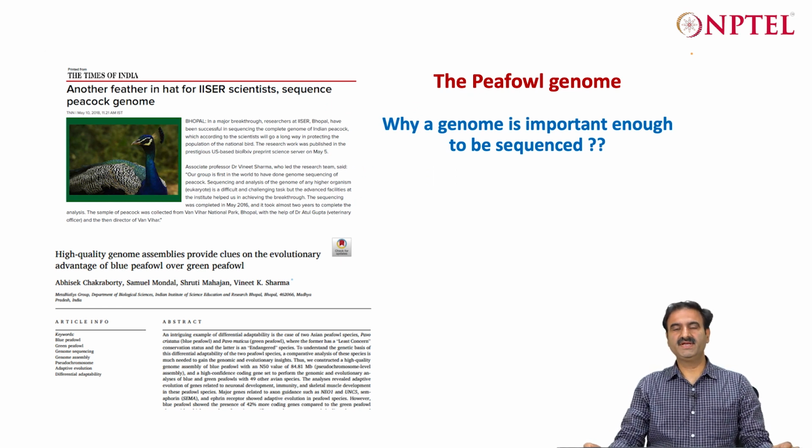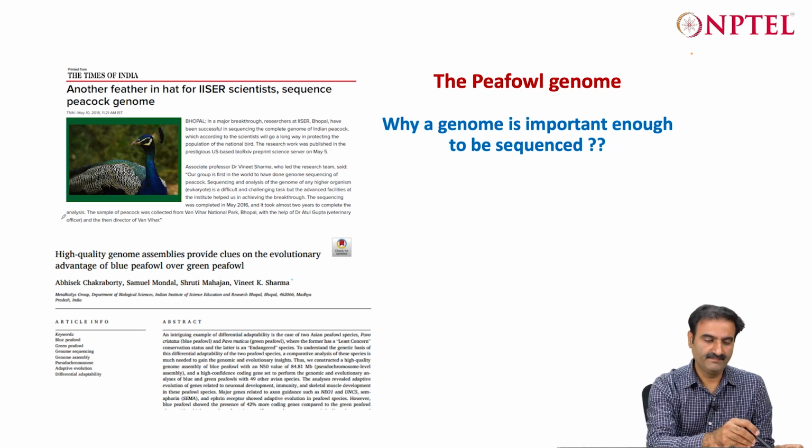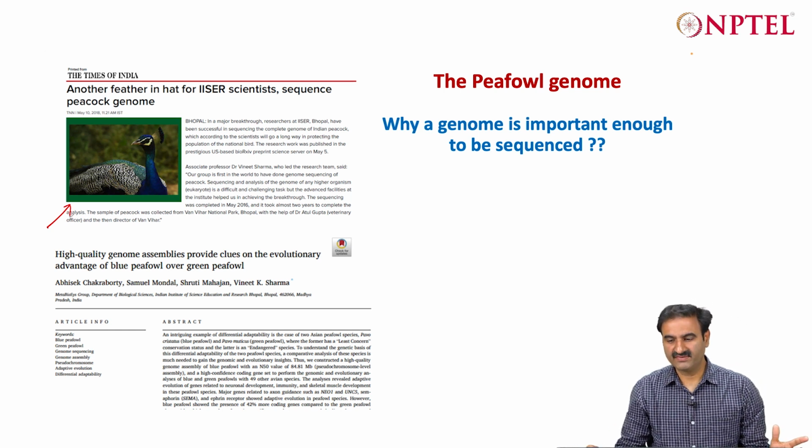So the first question is which genome is to be sequenced? What should be the criteria? For example, if you see here, the genome of the peacock is sequenced, right? So the criterion in this case was that it's the national bird of India. It is a very beautiful bird, right? The hypothesis is that from the genome we can get clues for its phenotype, why it looks so beautiful, with the long feathers and beautiful colors. So basically this was the idea.